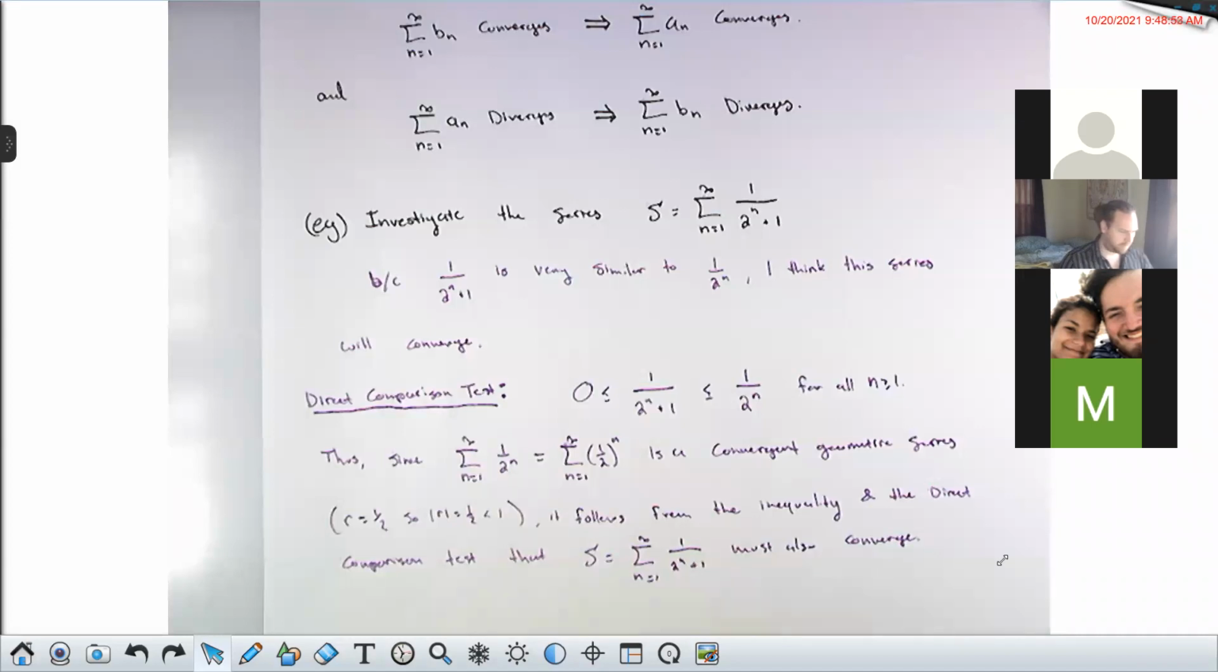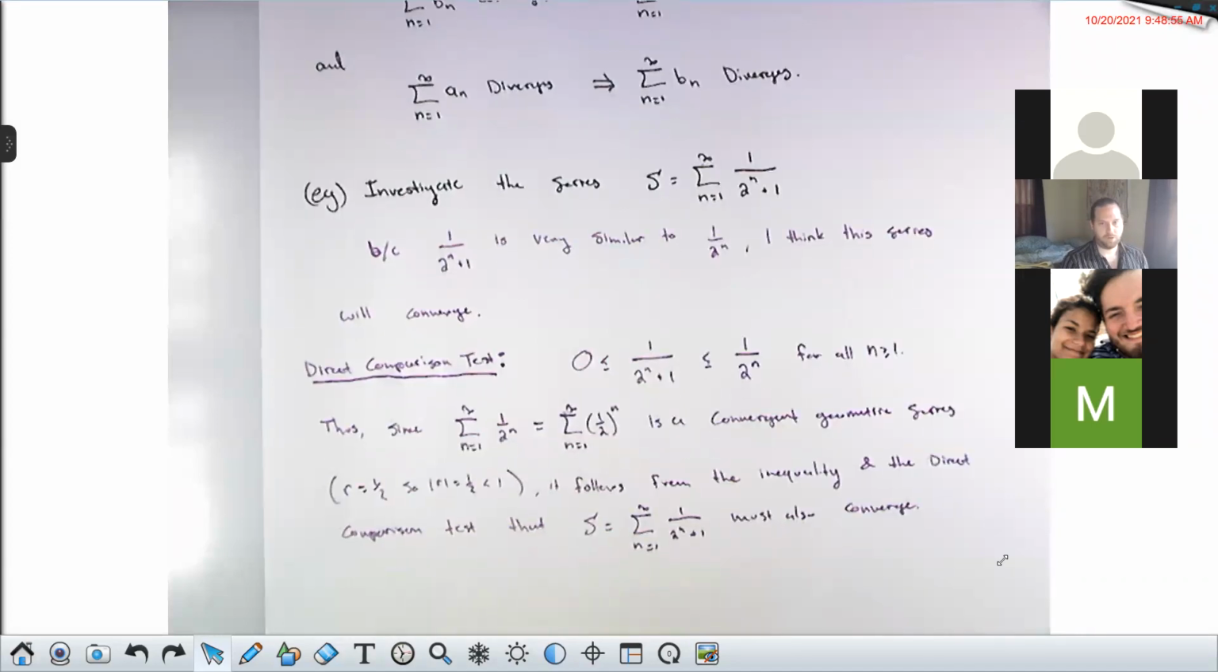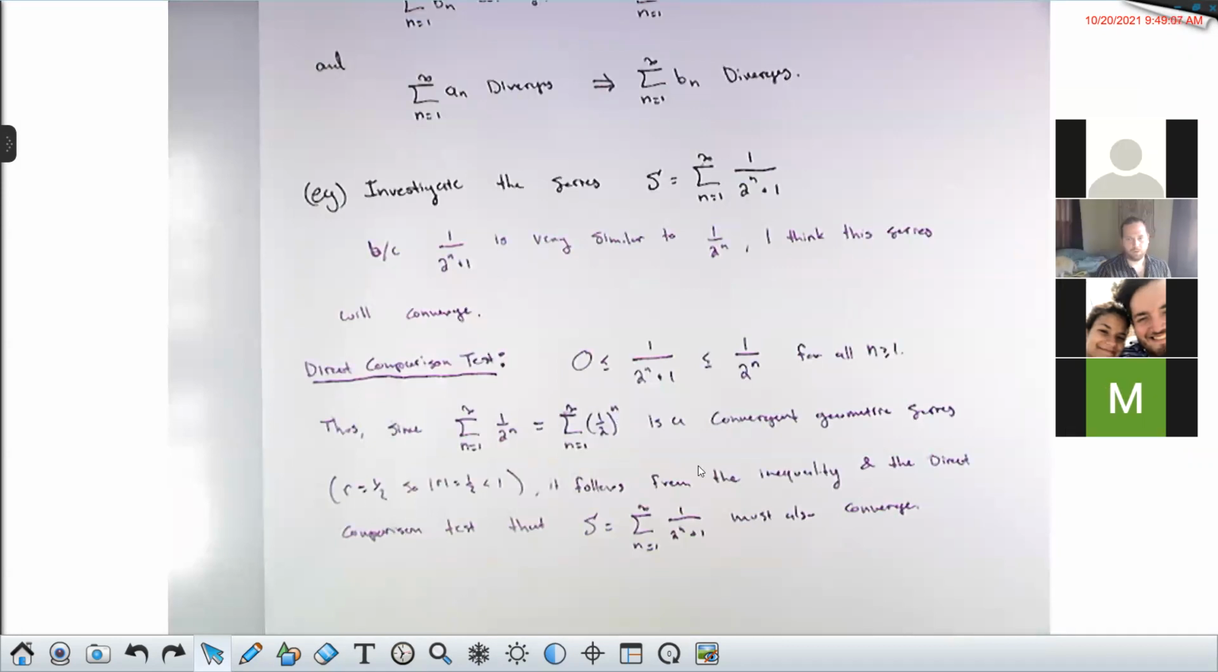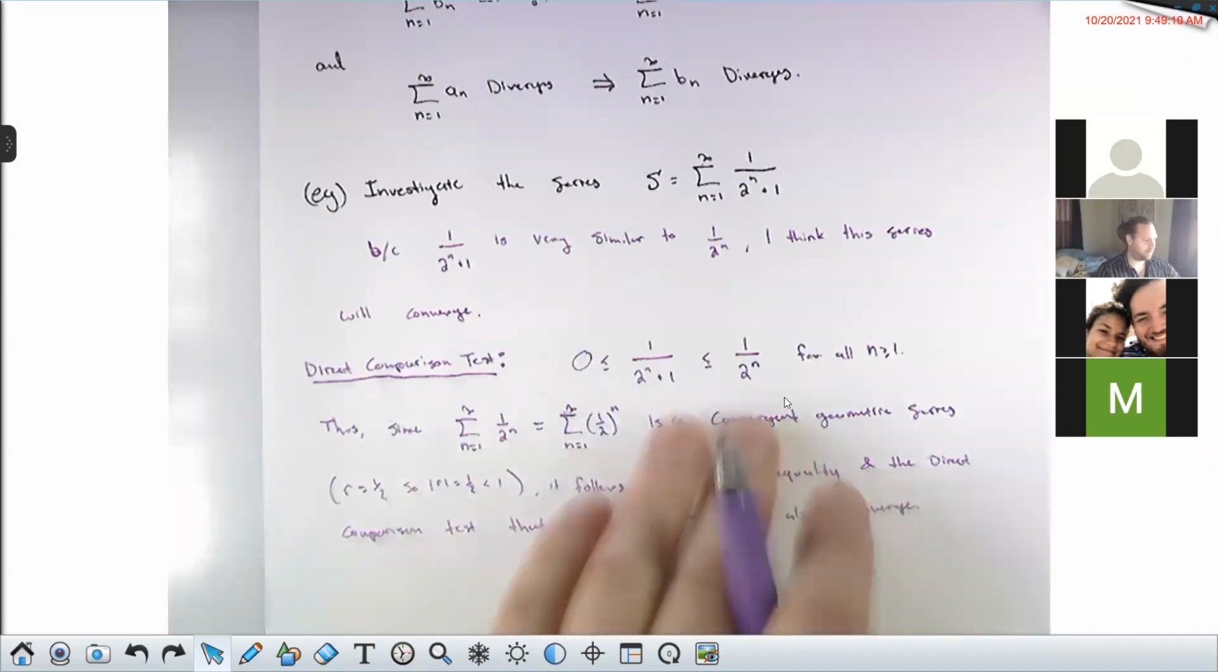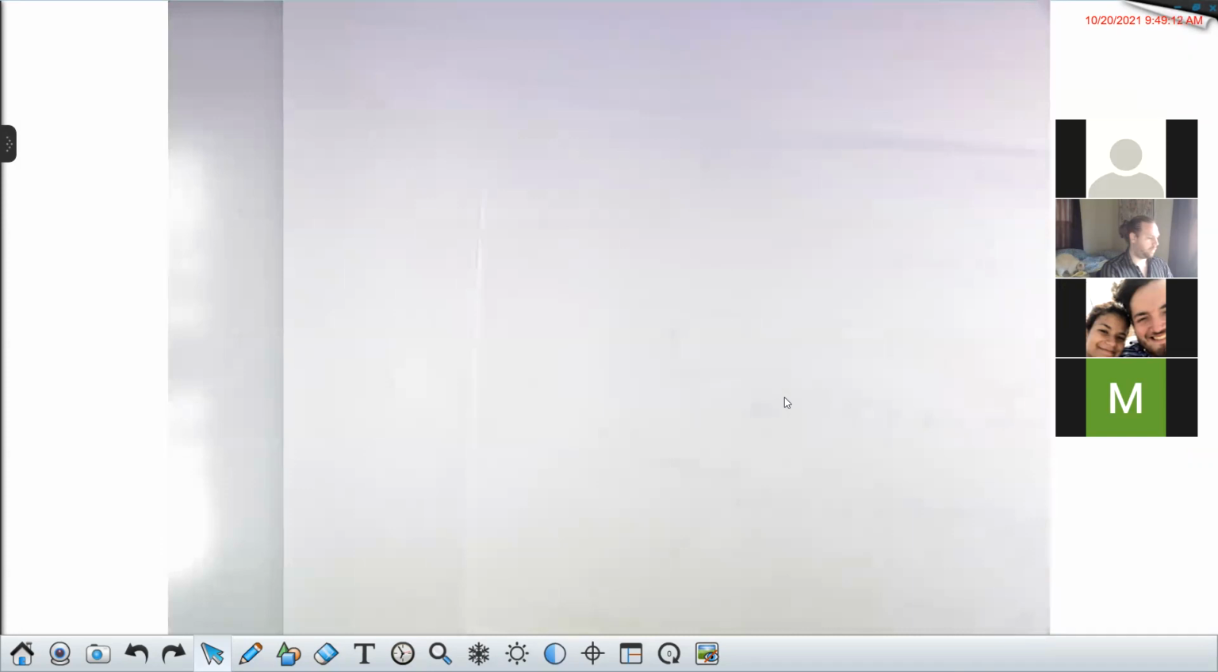So first, this problem is done. My series must converge because it is term for term smaller than this series, which is a convergent geometric series. Where's this inequality coming from? Let's just take a second to talk about inequalities. So we're using them in a few different places, right?